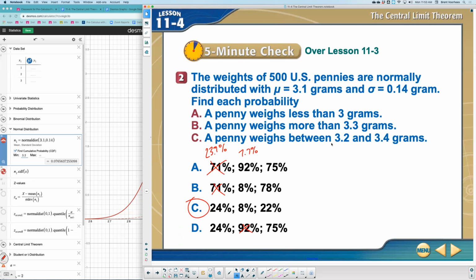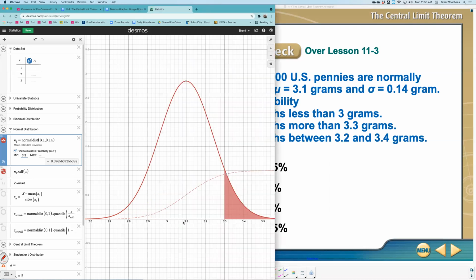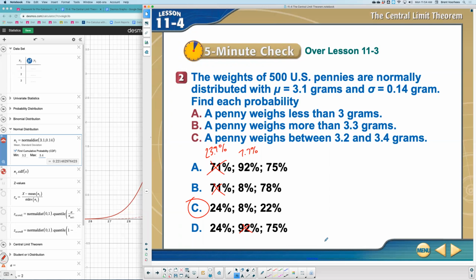And let's just try C. It weighs between 3.2 and 3.4. So something in between 3.2 and 3.4. When I look at this area, I find that it's a 22.1% chance. 22.1%. And so the answer would be C.